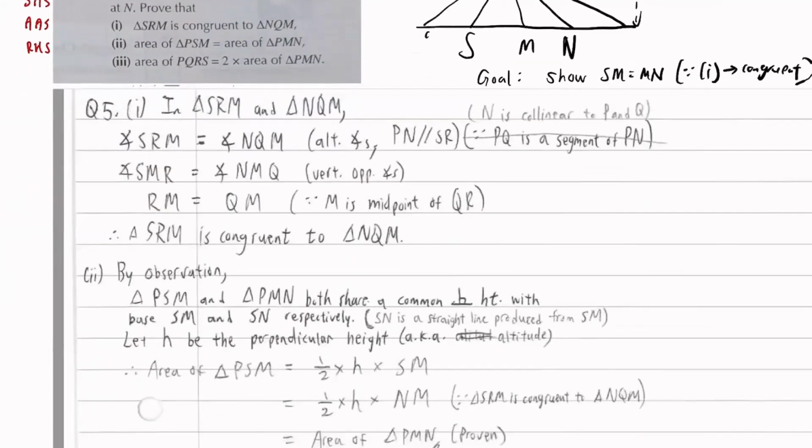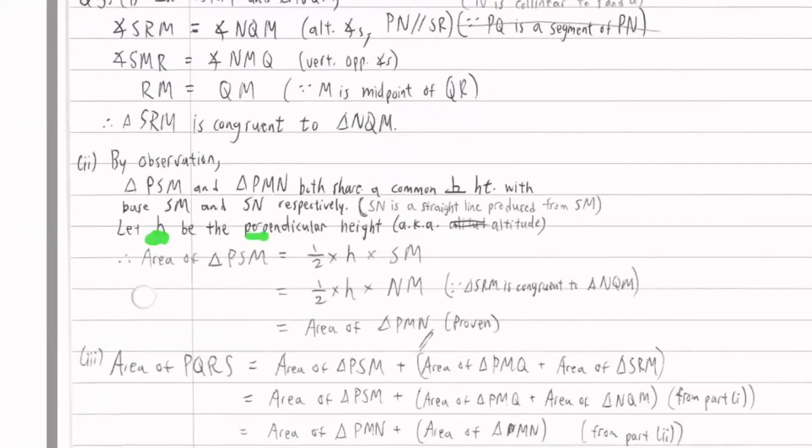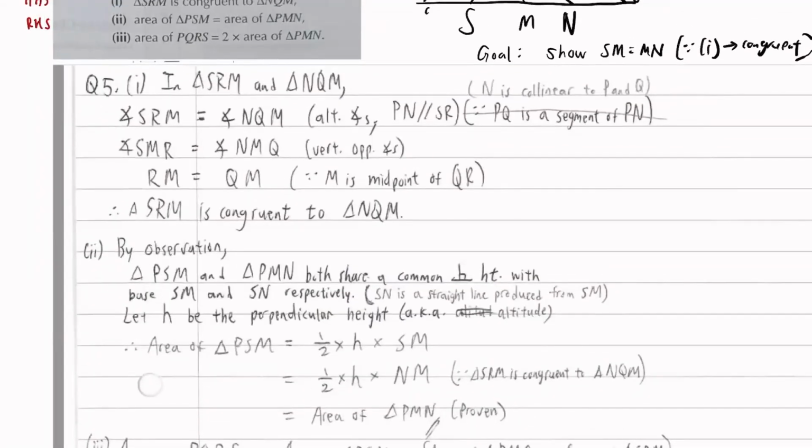I think I showed the reason here. Yeah, I said let h be the perpendicular height. So it's half times h times SM, then half times h times NM. This can be substituted because of congruent triangles. And half times h times NM is just the area of triangle PMN. This first line was because of the area of triangle PSM. They both share a common perpendicular height. Okay, part 2 is done. Okay, move on to part 3.